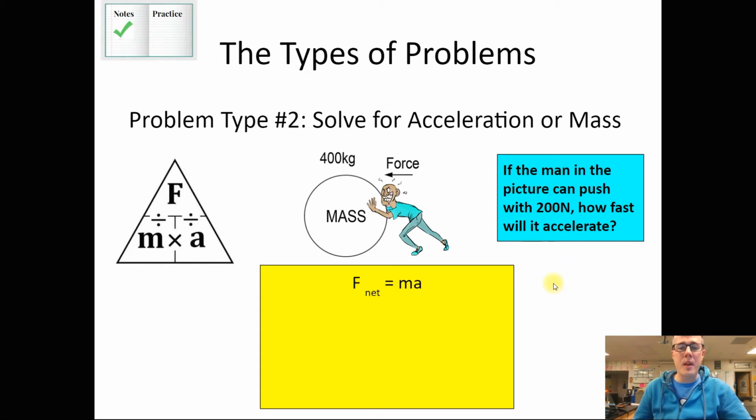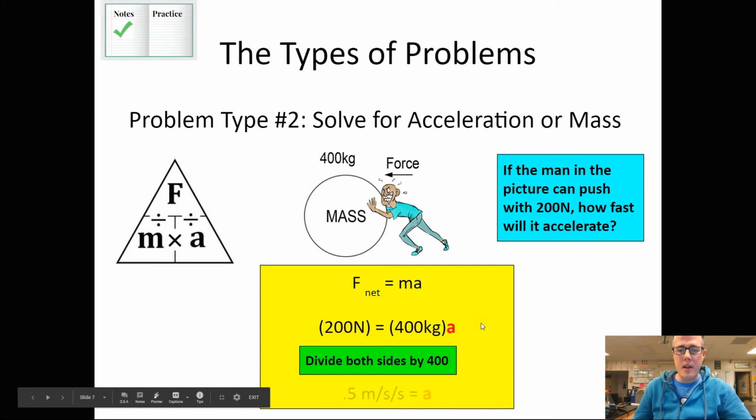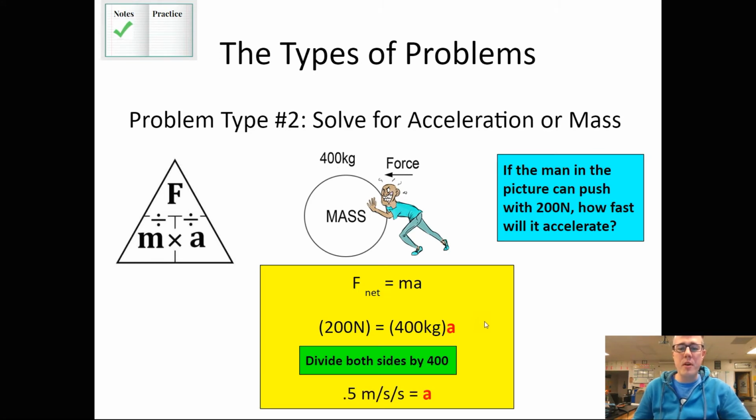F net equals ma. Plugging in the things that we know, that he's going to push with 200 newtons, and that the mass of the boulder is 400 kilograms. Now we just have to do a little algebra, and on the right-hand side, since we have 400 kilograms times A, in order to get A by itself, we have to undo the multiplication. So that means we have to divide both sides by 400. Got to do it on both sides in algebra in order to keep it an equation. That'll get rid of our 400, and on the left-hand side, we'll end up with a half, 200 divided by 400. So we'll have 0.5 meters per second for our acceleration.